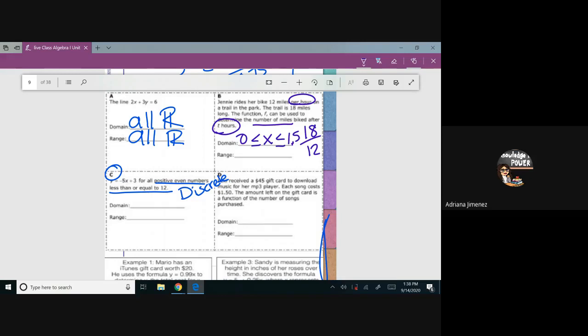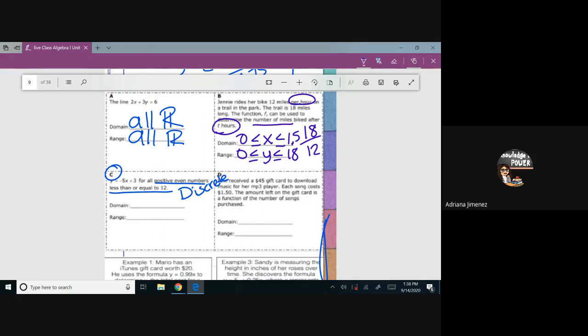Now the range is going to start at 0, because if you don't go anywhere, you're at 0. And the trail is only 18 miles long, so you're going to stop at 18. So continuous always has a start and an end. Where is this going to start? Where is it going to end? And then all the numbers in between are decimals.